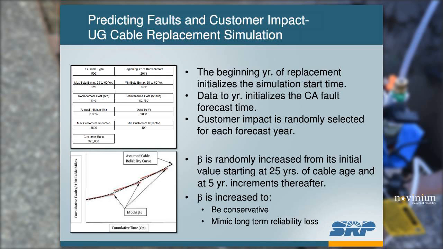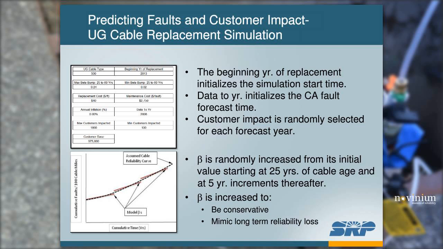The data in the middle, this is some information that is pertinent to the cable type, be it number 2, 4/0, or 500. It gives us some information on customer impact, some cost information. There's some information in there as far as setting the clock, as far as our forecast. But the main thing to look at here is what is referred to as the beta bump.